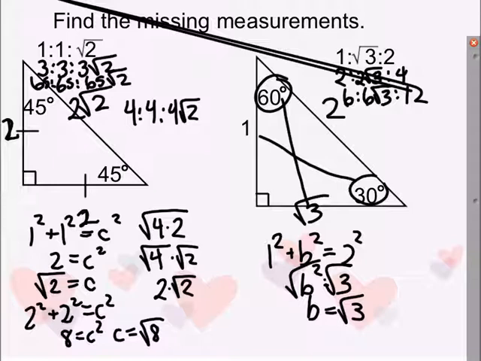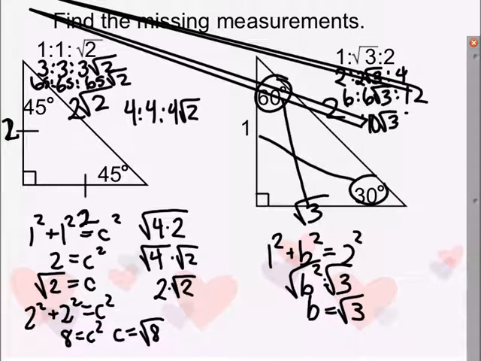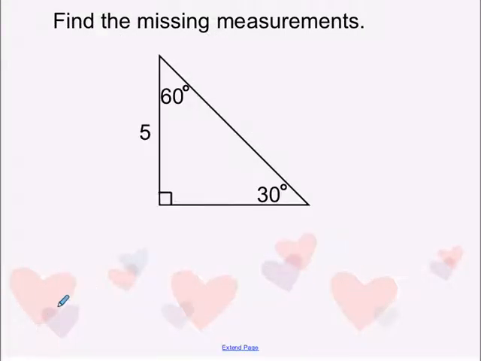I know the middle side. Maybe I have been given that we have 10 root 3 as my middle length. Well, that means that my smallest side must be 10 and my biggest side is 20. I just use this ratio in order to figure out what my missing side lengths are. Okay, I can scale this ratio up and down. So let's practice with a few different things.